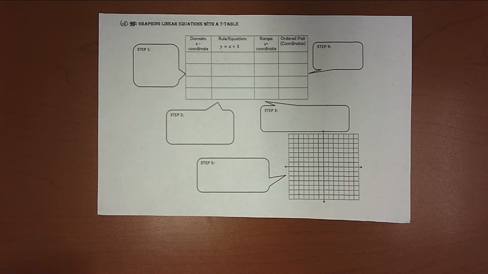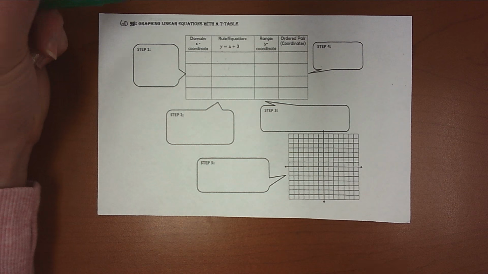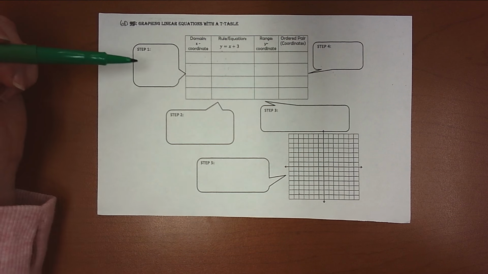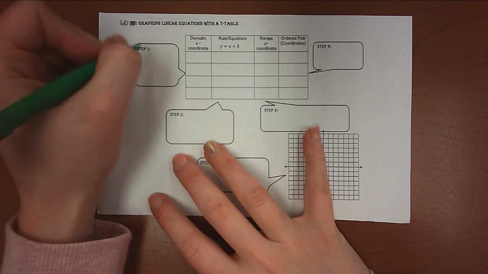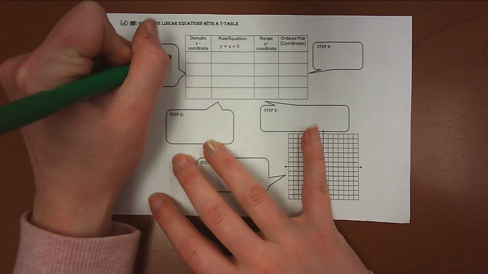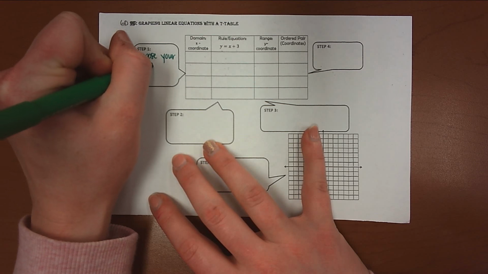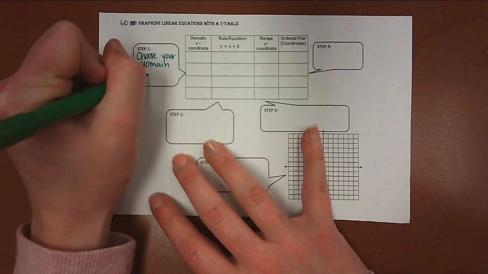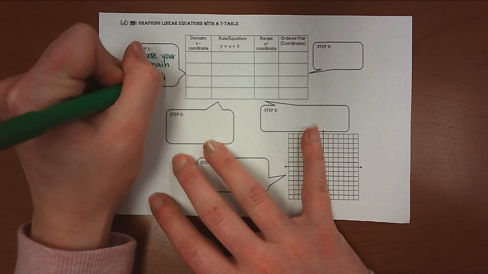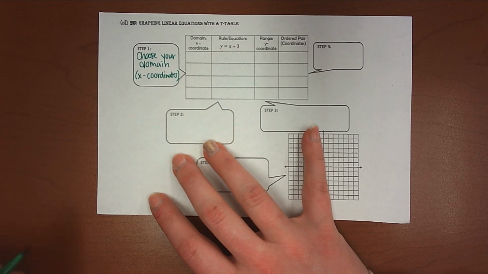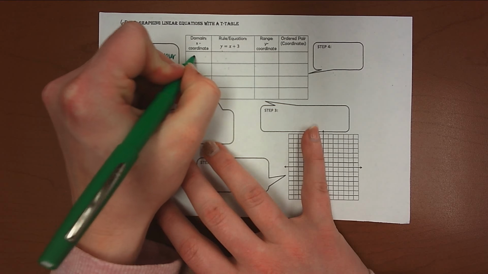In this lesson, we're going to be working on graphing linear equations with a t-table. And so I've got some steps listed out for us here. Step number 1 is to choose your domain. And when I say choose your domain, I'm really just talking about your x values, your x coordinates. Typically, I try and choose 1 negative, 1 positive, and 0, and then you can pick any other point.